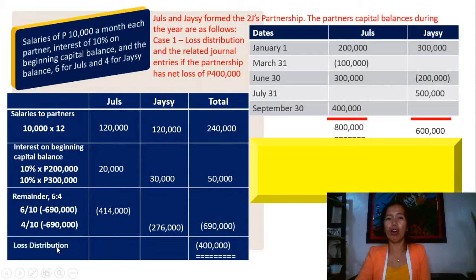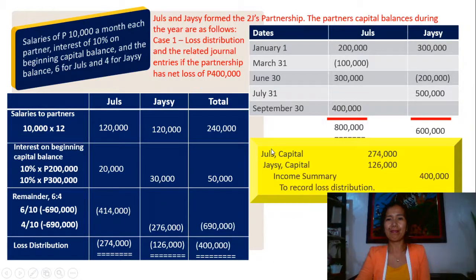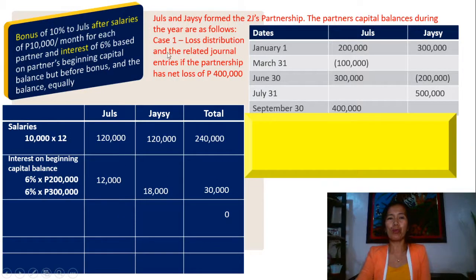And the respective share of the partners in the net loss of 400,000, for Jules, is negative 274,000, and for JC, it's negative 126,000. And this is our entry. So let's proceed to the last assumption, the provision of bonus to partner Jules. If you can still remember in lesson number 2, the previous lesson prior to this, I said that in the event that the partnership operation results in a net loss, a bonus will not be given to the managing partner. Therefore, the bonus to Jules is 0.